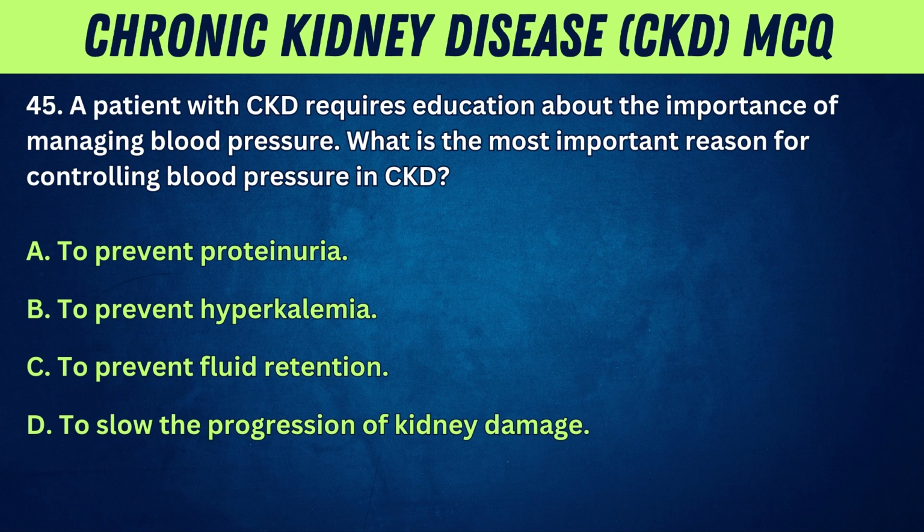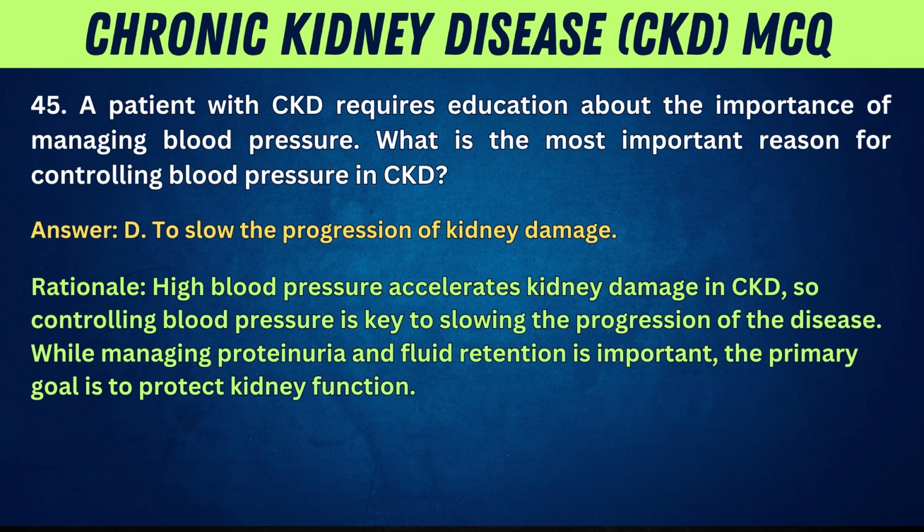45. A patient with CKD requires education about the importance of managing blood pressure. What is the most important reason for controlling blood pressure in CKD? A. To prevent proteinuria. B. To prevent hyperkalemia. C. To prevent fluid retention. D. To slow the progression of kidney damage. Answer: D. To slow the progression of kidney damage. Rationale: high blood pressure accelerates kidney damage in CKD, so controlling blood pressure is key to slowing the progression of the disease. While managing proteinuria and fluid retention is important, the primary goal is to protect kidney function.